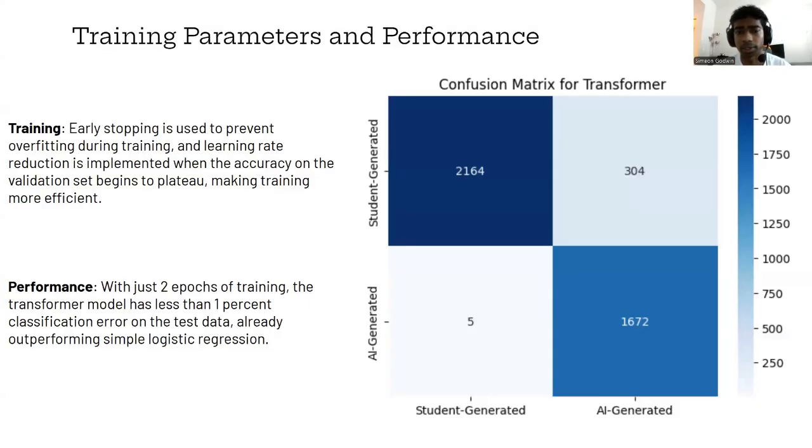So yeah, the performance of the model was pretty good. After just two epochs of training, it had less than 1% error, already outperforming the logistic regression model.